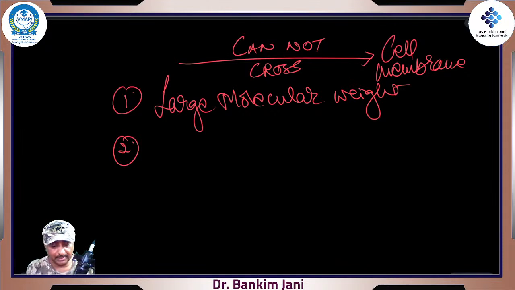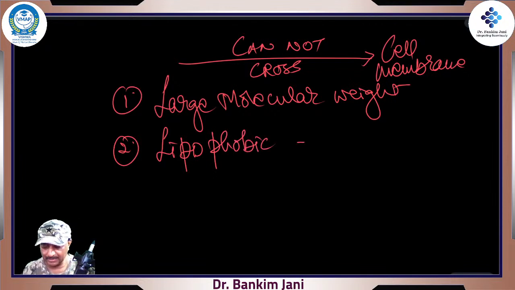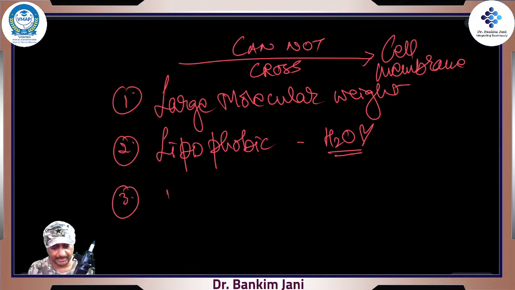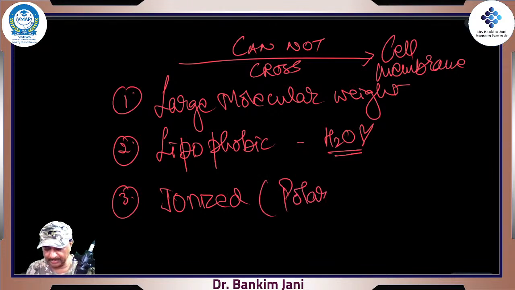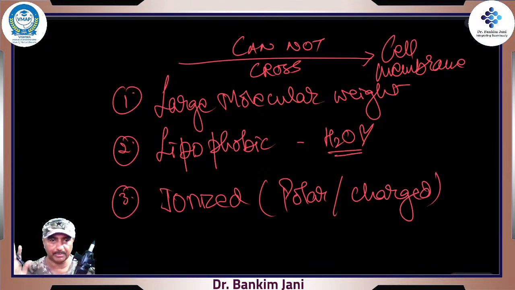Second, those who are afraid of lipids, so we'll say lipophobic. And these lipophobics are in fact water lovers, water soluble, so they cannot pass. And third, ionized. Ionized means those who are polar, those who are charged. So either they will be attracted or they will be repelled, but they will not be allowed to pass through. Simple as that. So this is what we have already understood and we already know about it.